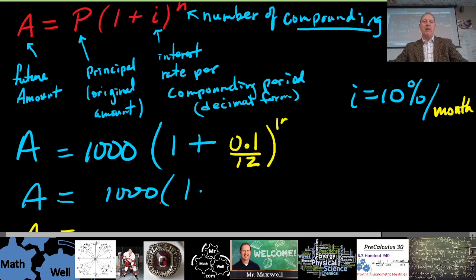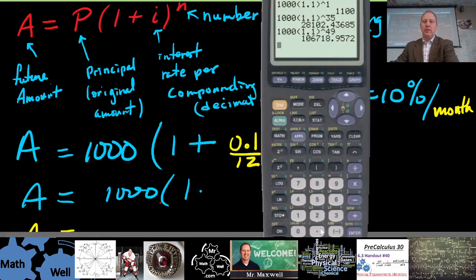But that would get calculated 12 times per year. So let's do that. Let's figure that out. 0.1 divided by 12, it's going to be a super small number. I get it.